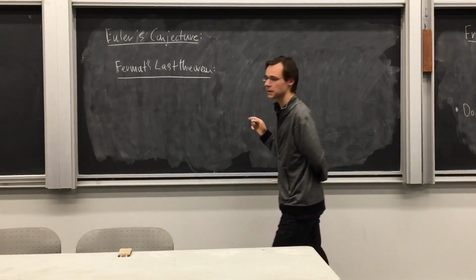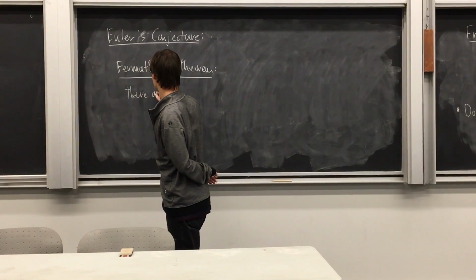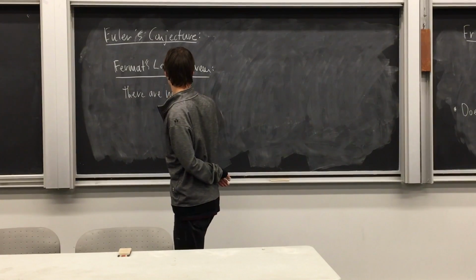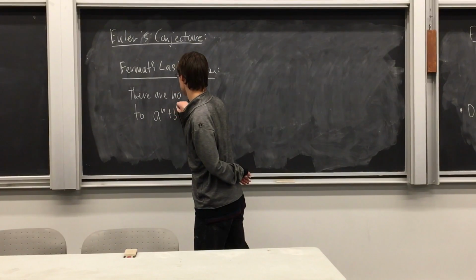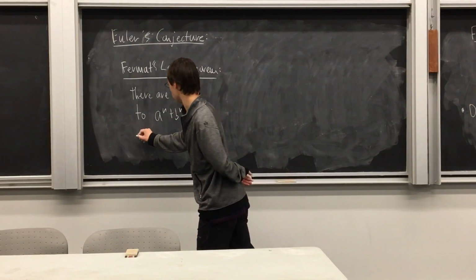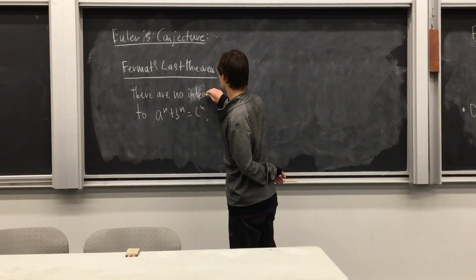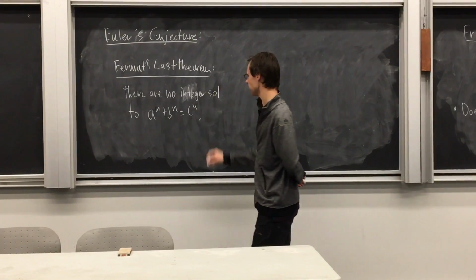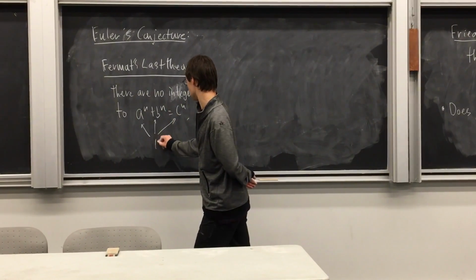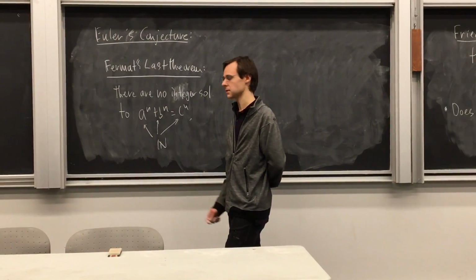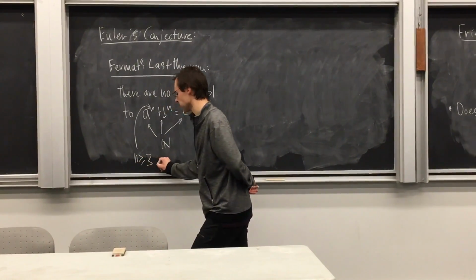So Fermat's last theorem says the following, that there are no solutions to the following equation: a to the n plus b to the n equals c to the n. And of course, these are whole number solutions, integer solutions. A, b, and c are integers, natural numbers. Turns out the question for odd ones is equivalent. N is a natural number which is greater than or equal to 3.